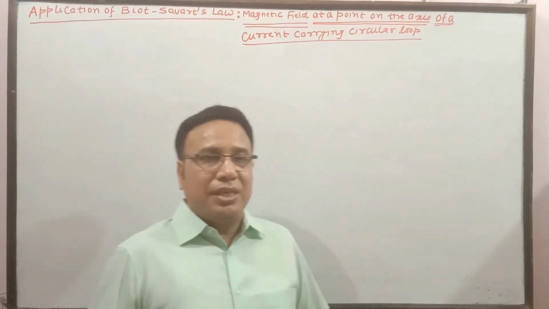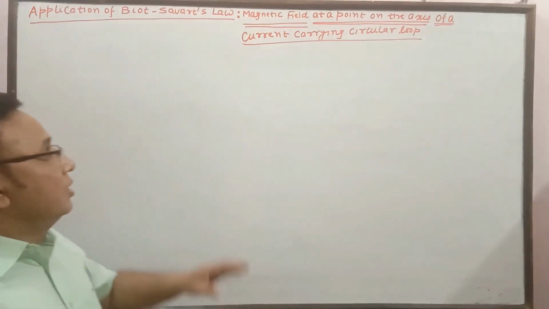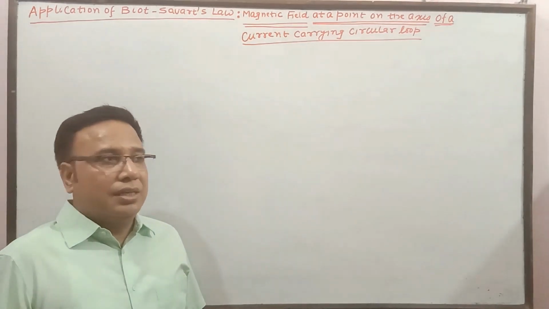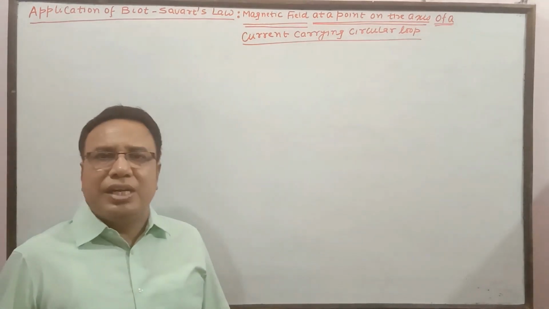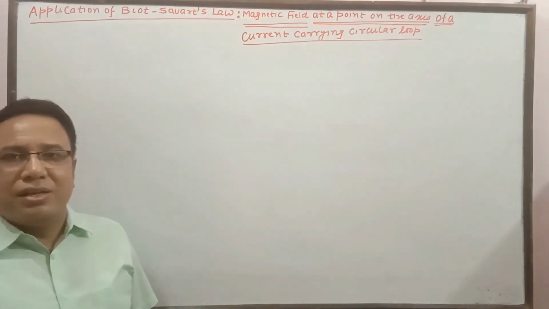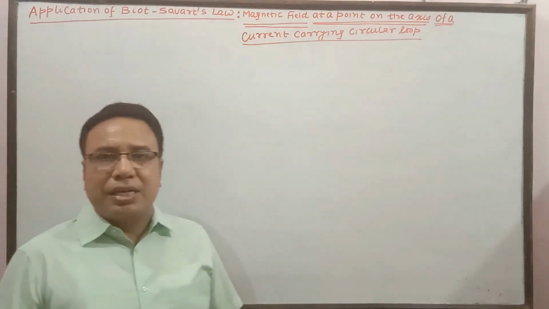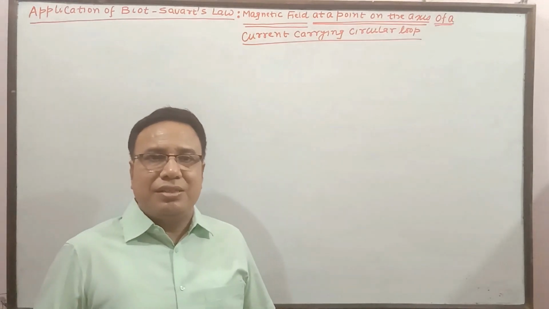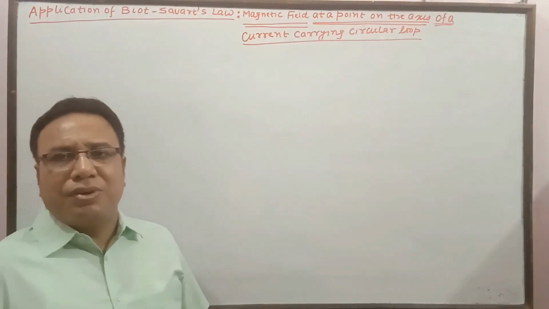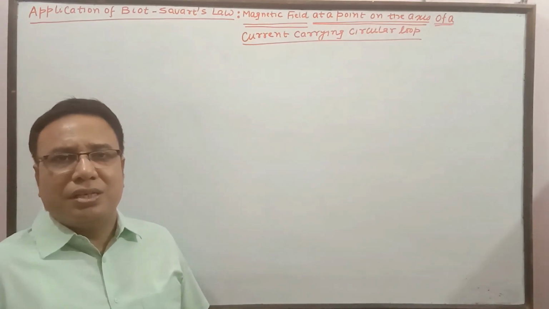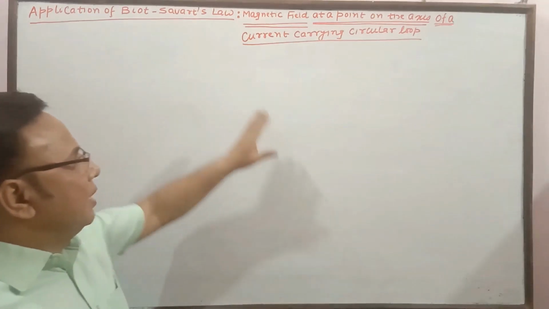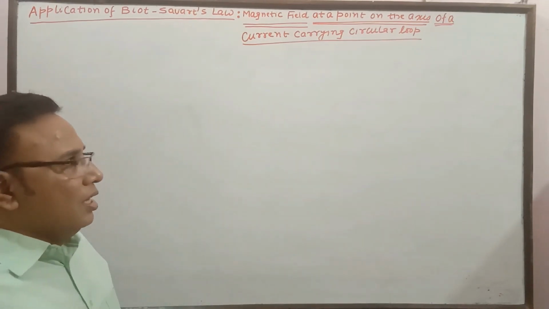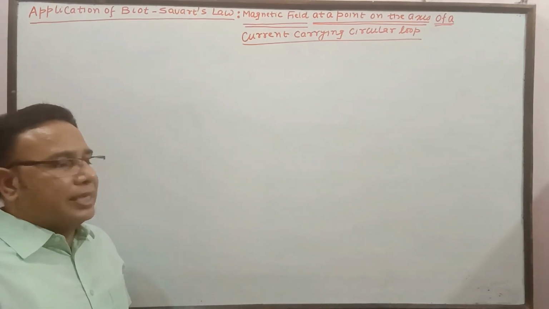We are going to do the next application of Biot-Savart law. In the very last class, we had completed two applications. First, the magnetic field due to a current carrying straight conductor. The second, the magnetic field at the center of a current carrying circular loop. The third application that we are going to do is the magnetic field at a point on the axis of a current carrying circular loop.